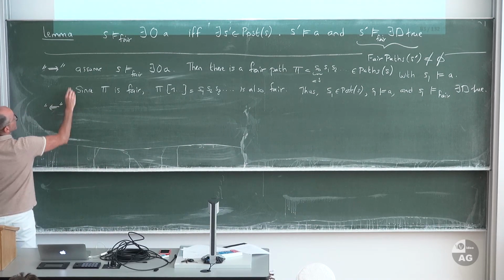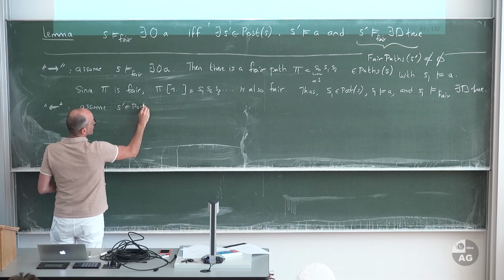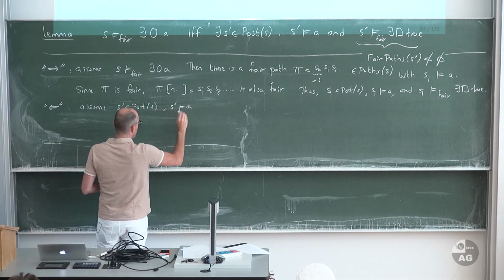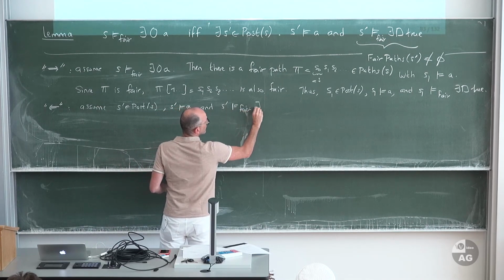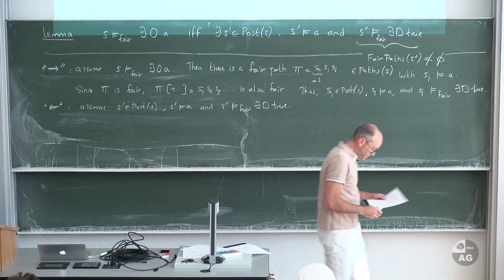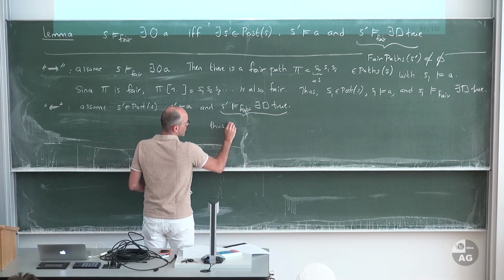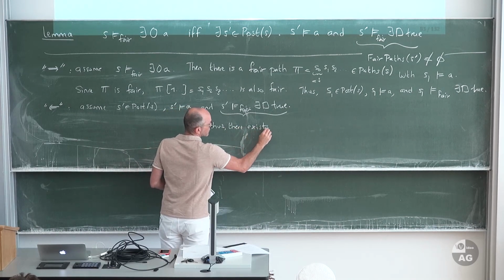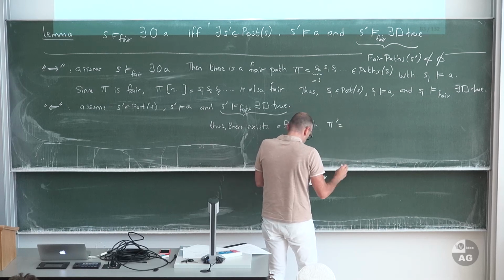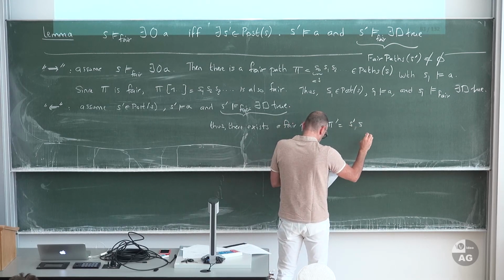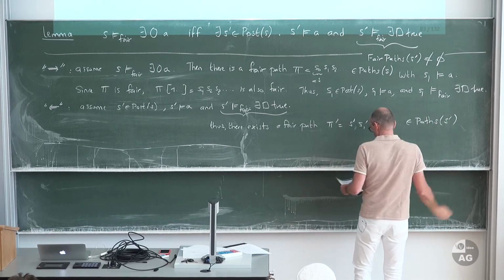The other way around. Assume S prime is a successor of S. S prime satisfies A, and S prime satisfies this formula. Because of this, it means there exists a fair path pi prime that starts in S prime.